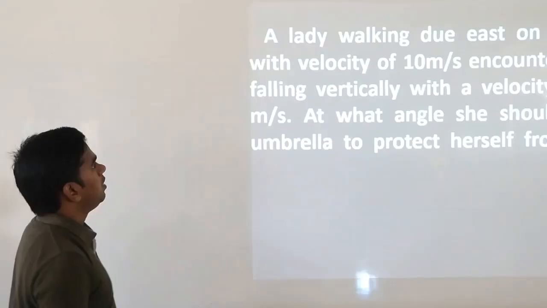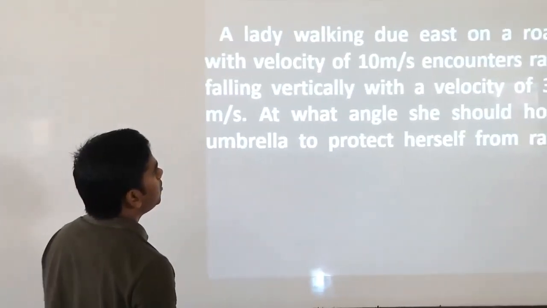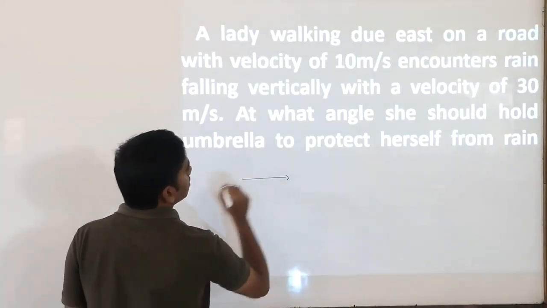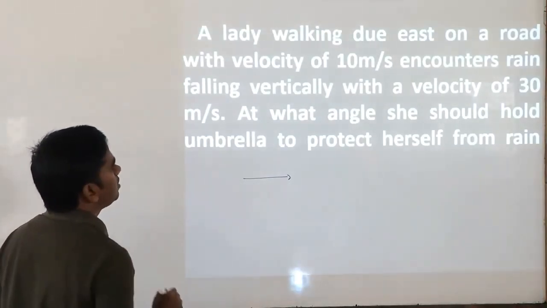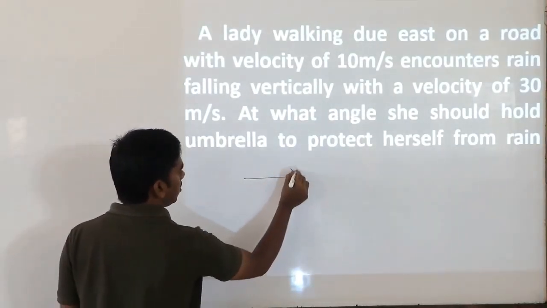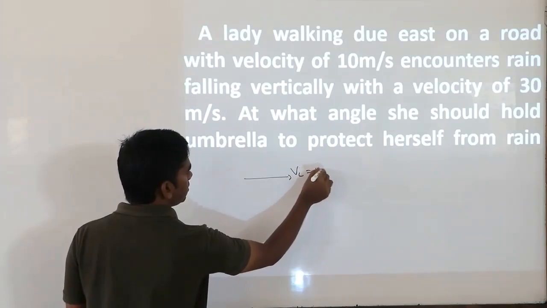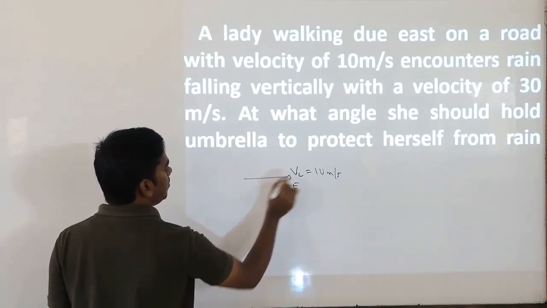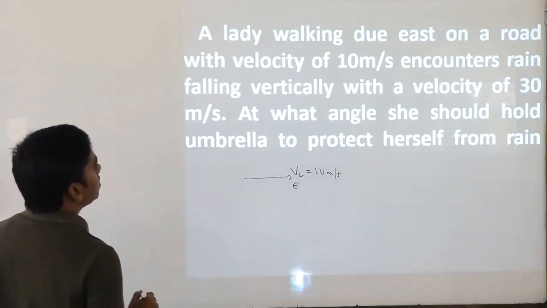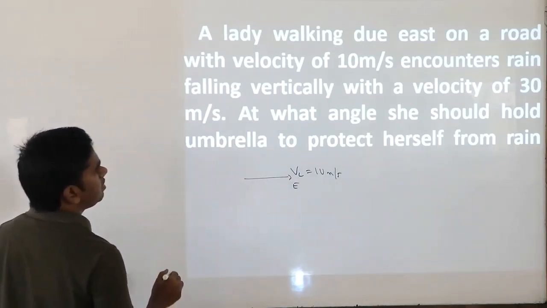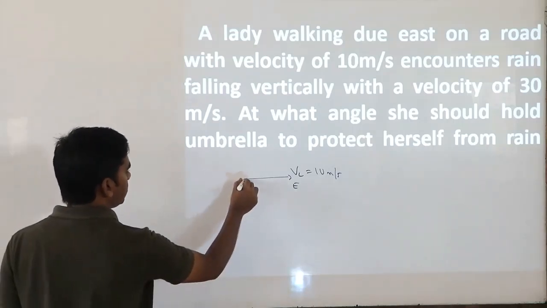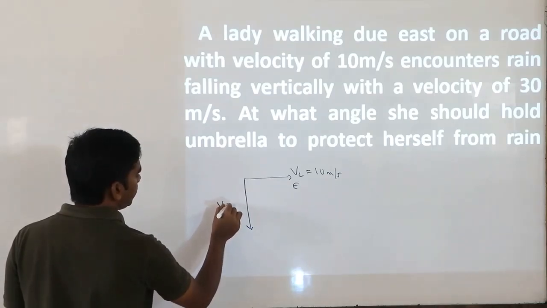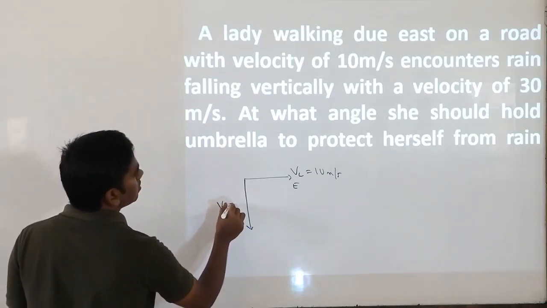Okay. Next question: a lady walking due east, so east means in this direction, on a road with a velocity of 10 meters per second. So the velocity of the lady is 10 meters per second due east. She encounters rain falling vertically with a velocity of 30 meters per second. So rain is falling vertically downward, and the velocity of rain is 30 meters per second.